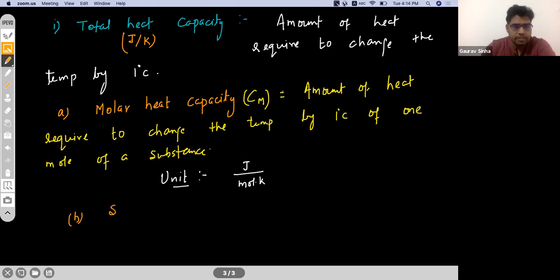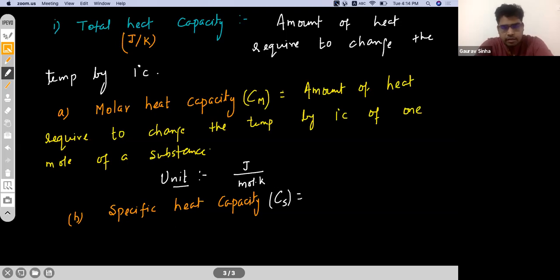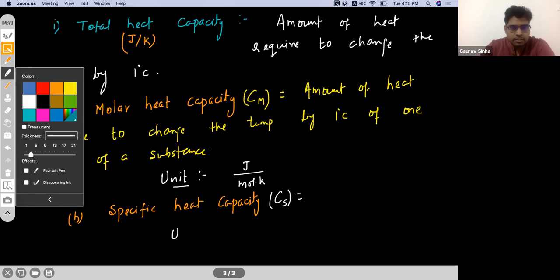The second one we have is specific heat capacity. It is exactly the same, but the only difference is here we are taking 1 gram of substance, and we represent this as Cs. So instead of one mole, just place 1 gram. That is the only difference. The unit of specific heat capacity is joule per gram Kelvin because it is defined for 1 gram unit mass of substance.